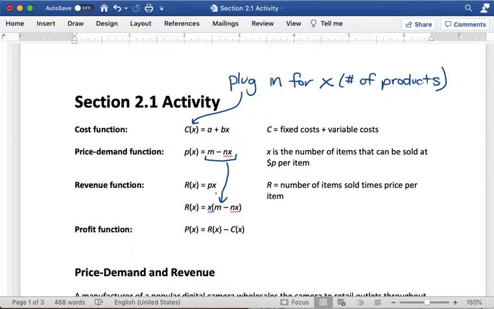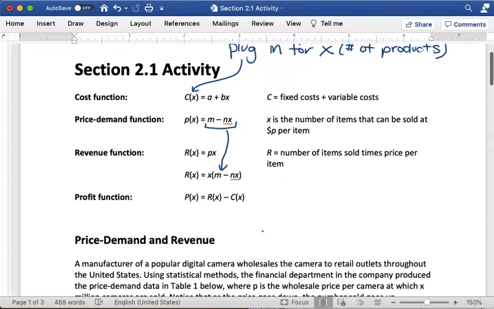So these p and x here are kind of switching places. X is going to the beginning, and then p, we're replacing p with m minus n times x. So that's going to give us our revenue function, and we're going to see what that looks like here through these activities. Finally, we have our profit function. As we talked about earlier, profit equals revenue minus costs. So we would take our revenue function and subtract our cost function.